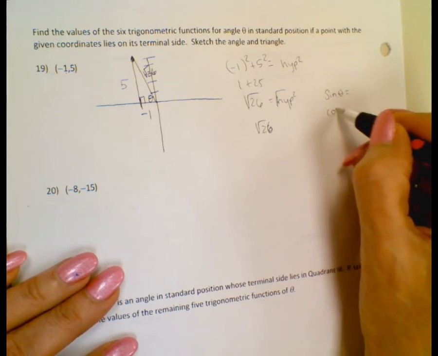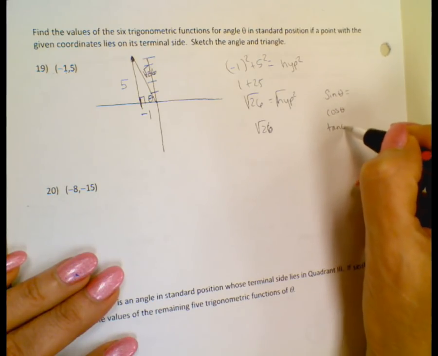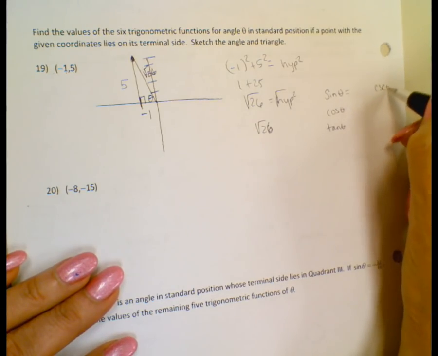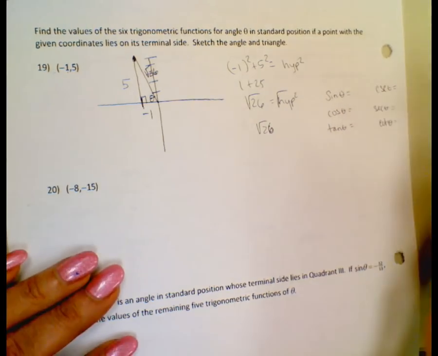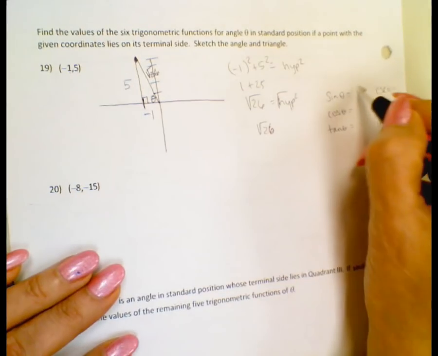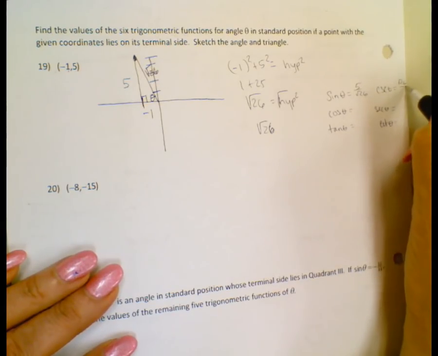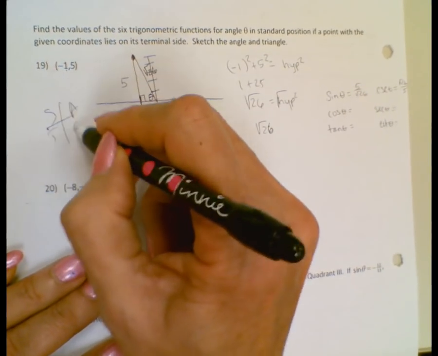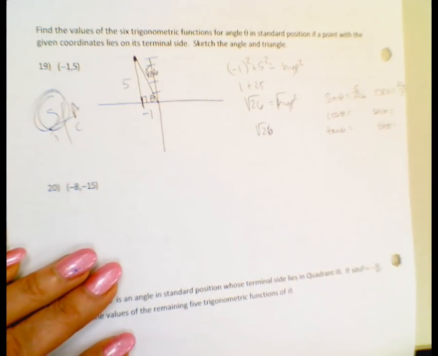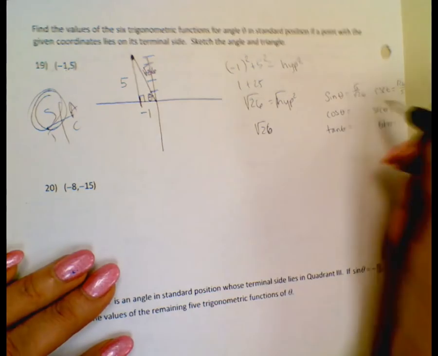Sine of theta, cosine of theta, tan of theta. Cosecant of theta, secant of theta, cotan of theta. So sine of theta is opposite, which is 5 over radical 26. So cosecant is radical 26 over 5. Notice those are both positive because all scholars take calculus. Sine is positive in that quadrant. The other 4 should be negative.